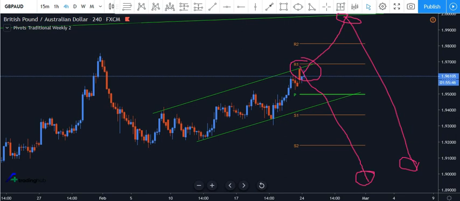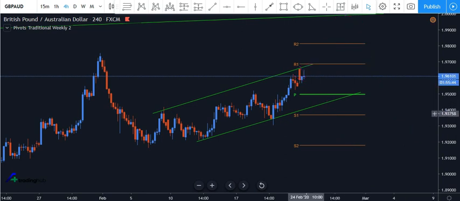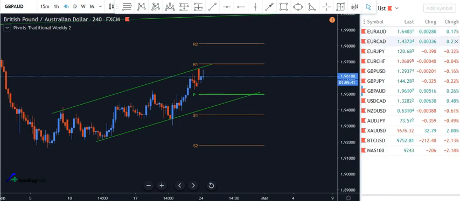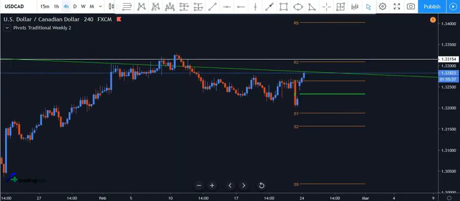Alright, I don't think I will be trading this pair this week. It's very worrisome. I won't trade that. So that was USD CAD. Let's start from weekly.